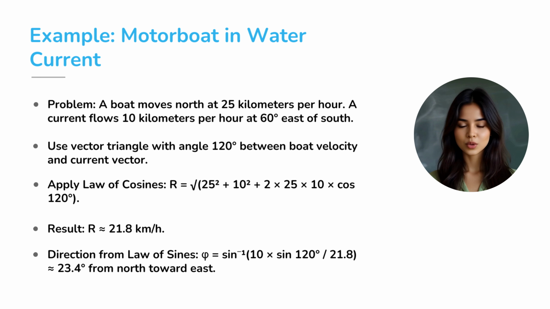We use the law of cosines to find the resultant velocity: R equals square root of (25 squared plus 10 squared plus 2 into 25 into 10 into cosine 120 degrees). This gives us approximately 21.8 kilometers per hour. Now for the direction, we apply the law of sines. Phi equals sine inverse of (10 into sine 120 degrees) divided by 21.8, which gives us an angle of approximately 23.4 degrees east of north.